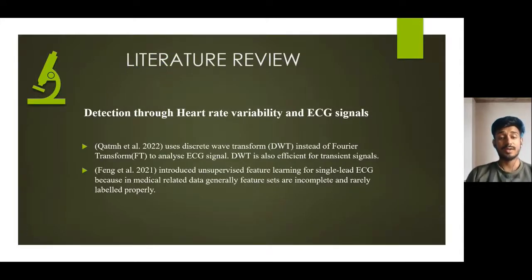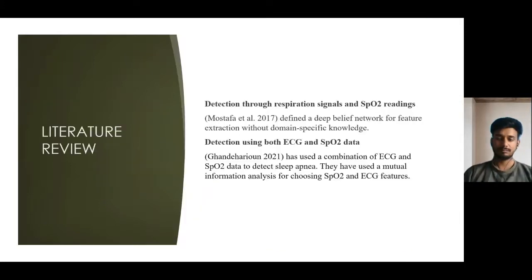So in the first one, Quantum et al. use discrete wavelet transformation instead of Fourier transformation to analyze the ECG signal. Discrete wavelet transformation is efficient for transient signals, and ECG is a continuous signal. Fang et al. introduced unsupervised feature learning for single-lead ECG because in medical data, the feature sets are incomplete and rarely labeled properly. So unsupervised feature learning does the job without proper domain knowledge itself.